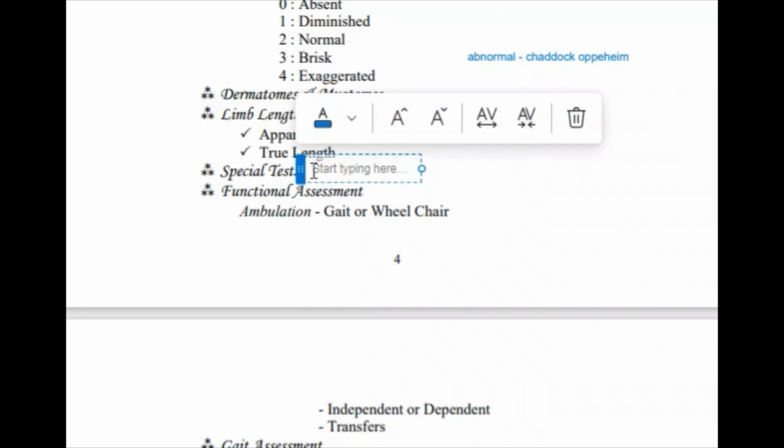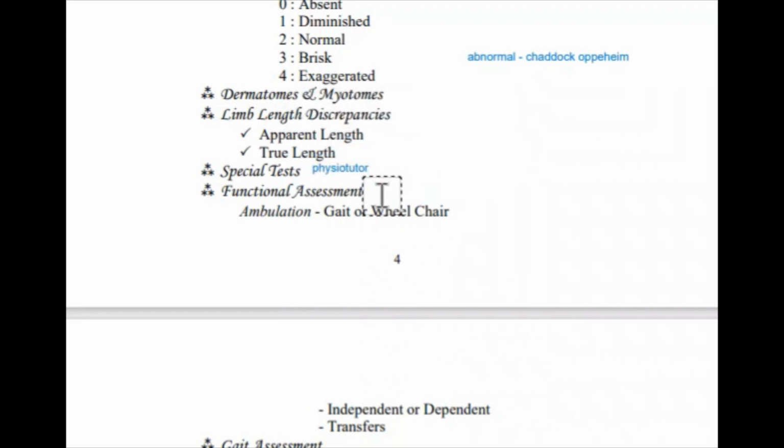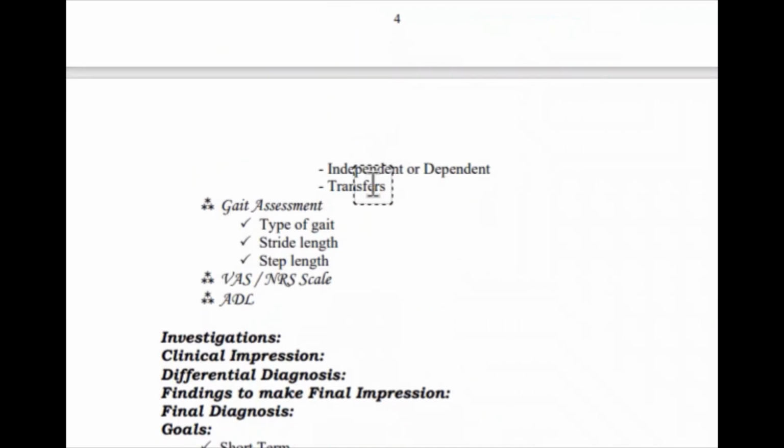These should be on your fingertips. If you want to clear your doubts, you can watch a video from Physio Tutors. They have mentioned everything in a very short video, so you can refer to those videos. Then functional assessment: you need to see if the patient is ambulating with a wheelchair, whether the gait pattern is abnormal, and which gait pattern it is. Then whether the patient is independent or dependent, and how their transfers are. This all comes under the examination part of the assessment.